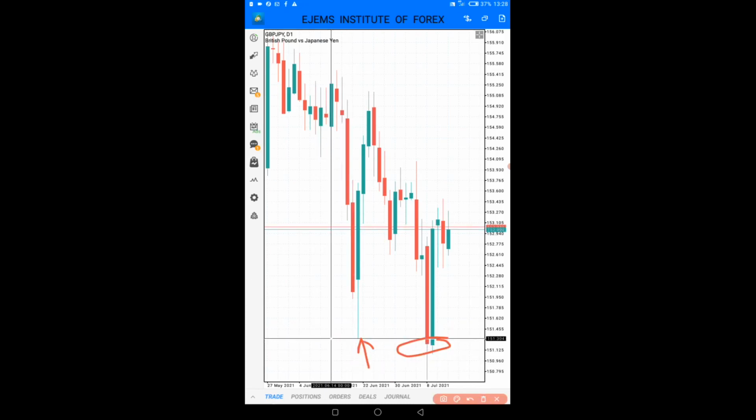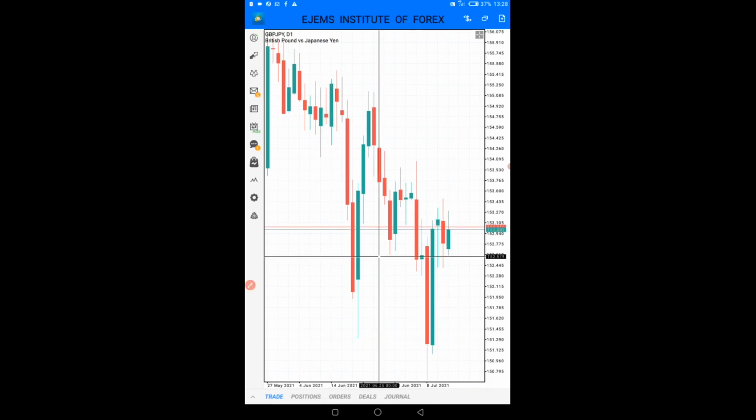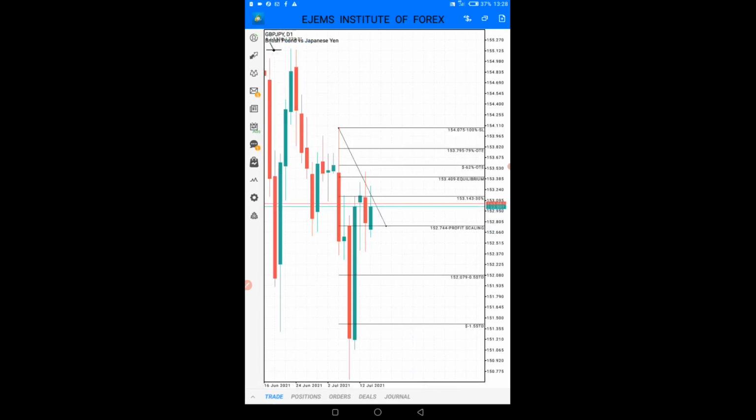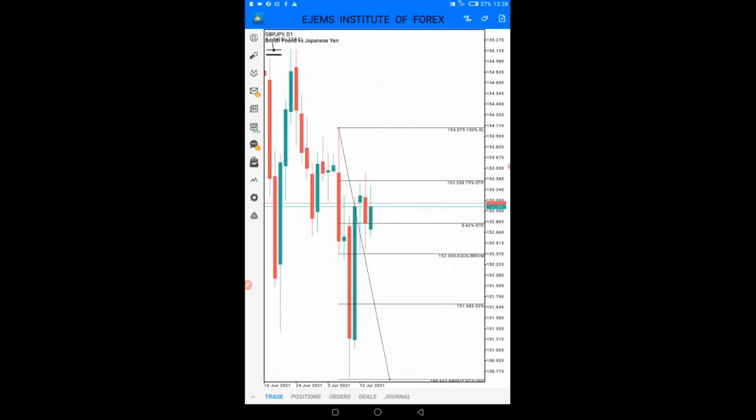So, the market traded upwards for a premium entry. If you use your Fibonacci from this high to this low, what you find there is an optimum trade entry, right? You can see 79%, which is also in confluence with this other block, that is strong, very high probability trade.